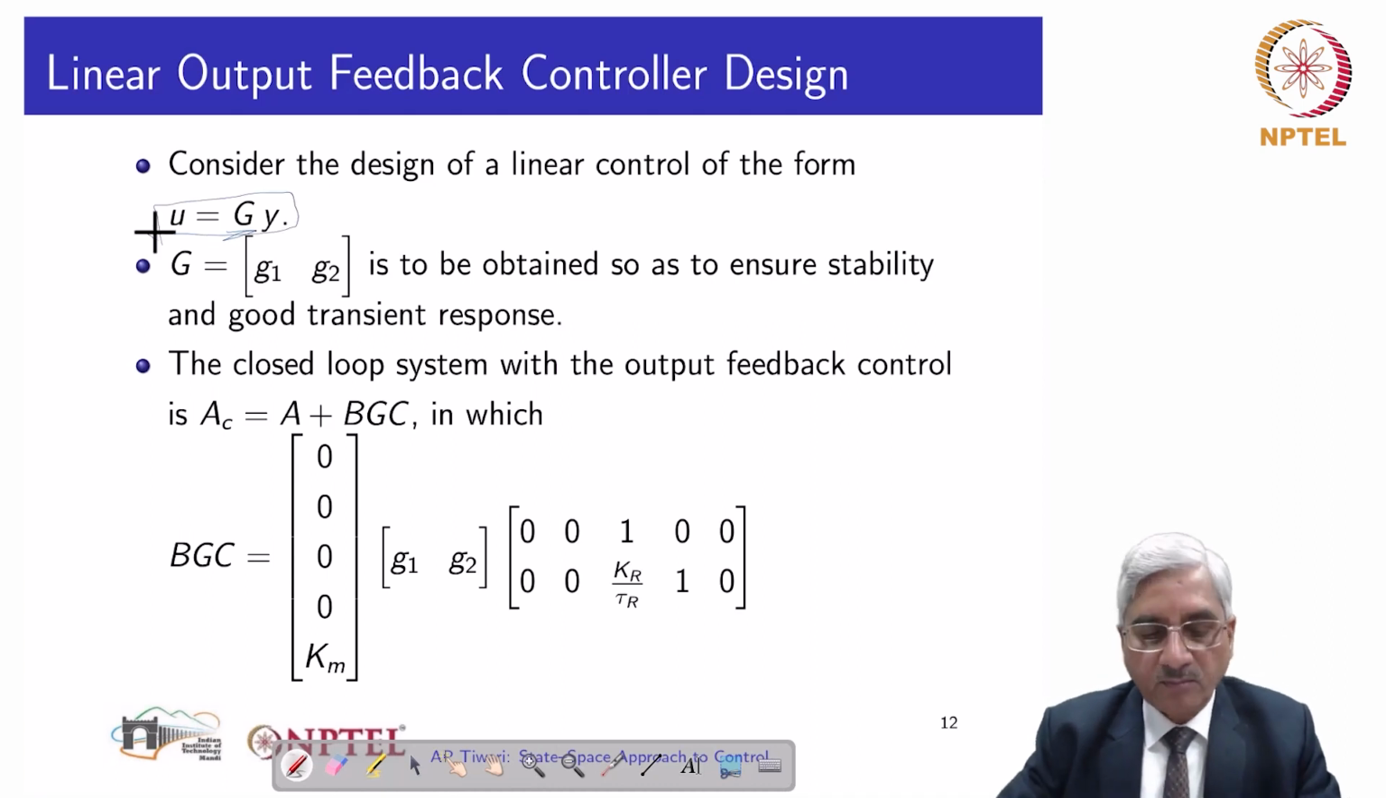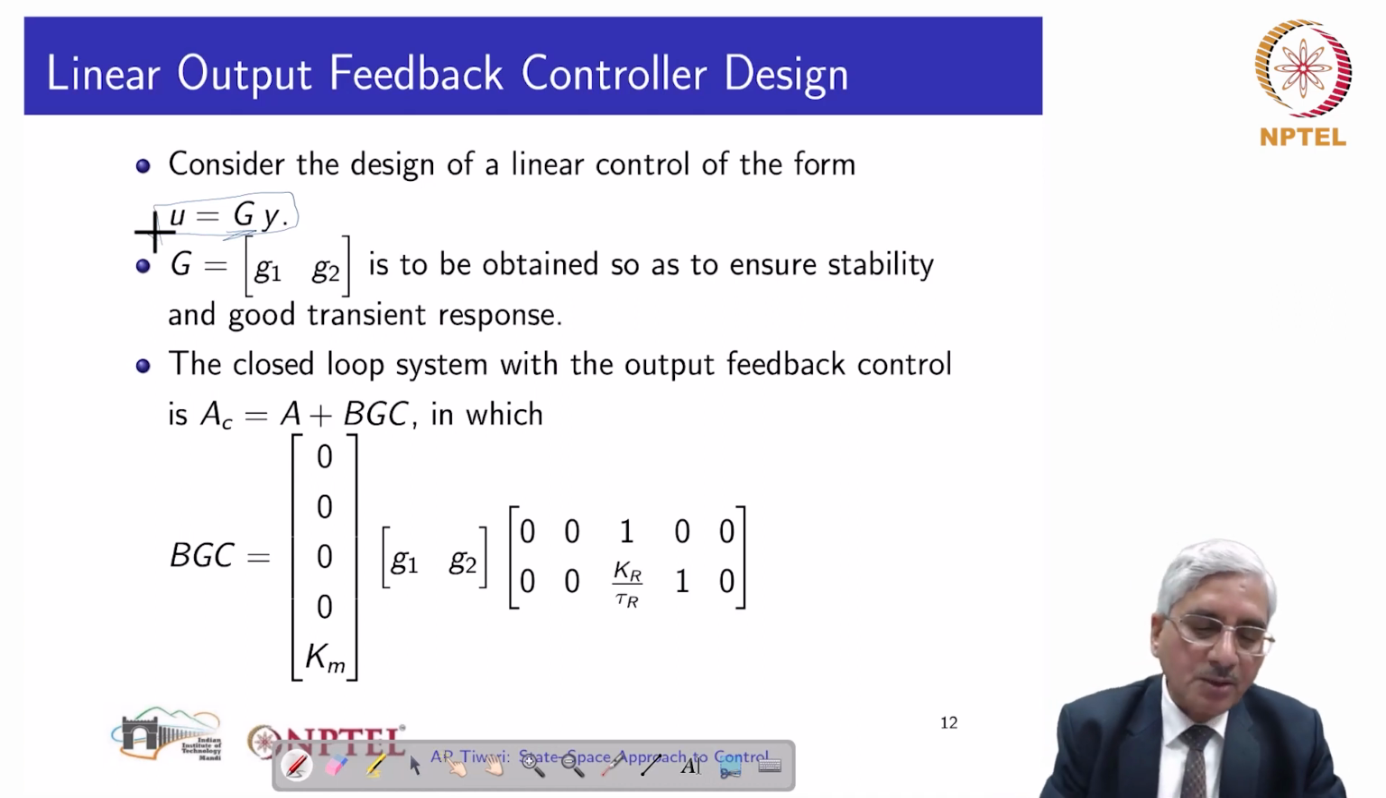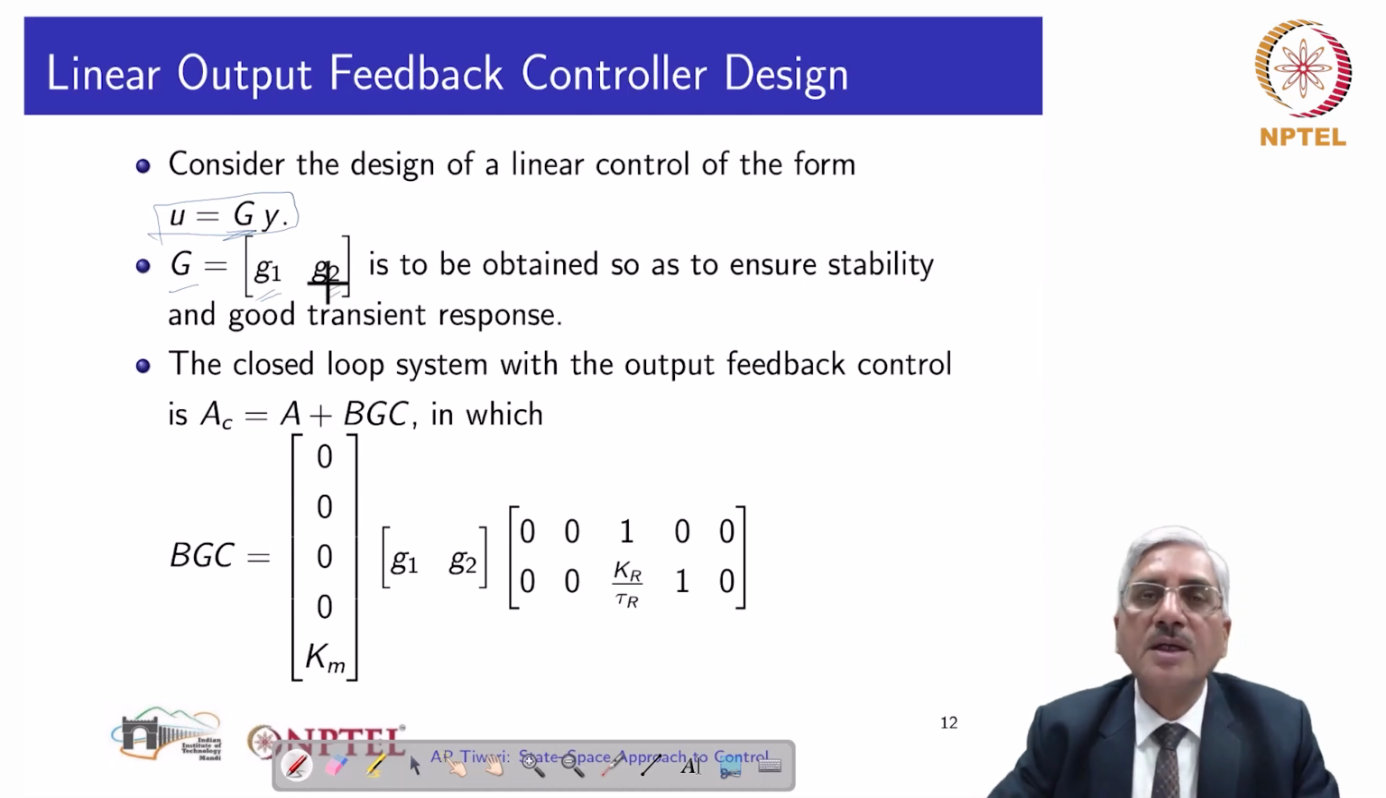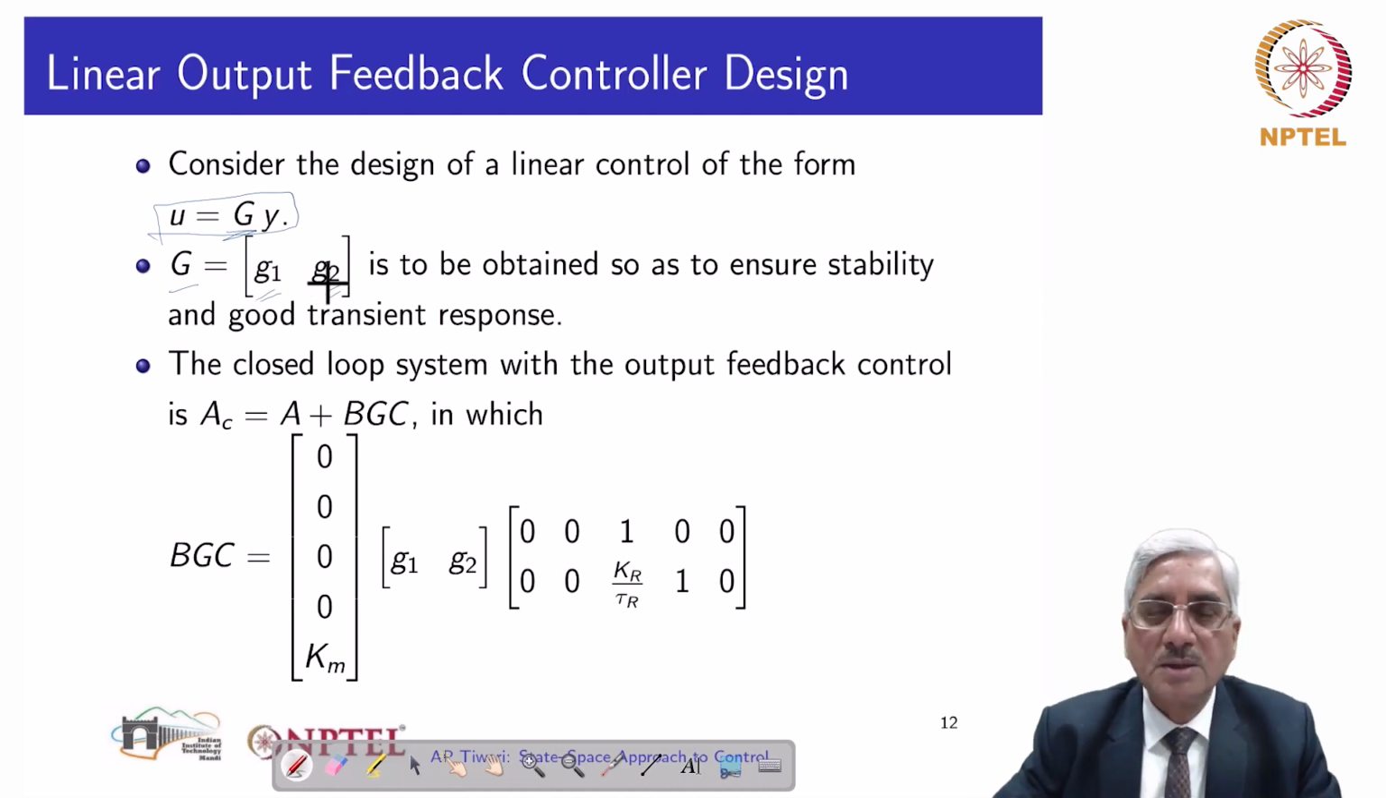Now we want to obtain a G in this linear control law, U equal to G y plus R, R being the reference. Because there are 2 outputs, there are 2 elements in G, indicated as G1 and G2. G1 is the gain corresponding to the linear voltage output, and G2 corresponds to the rate output.